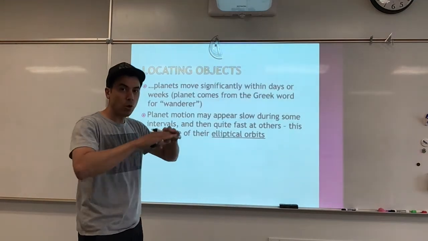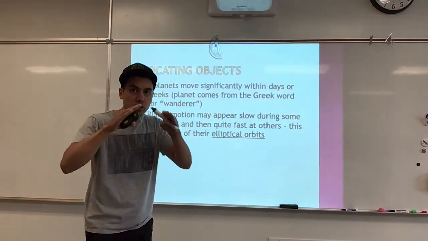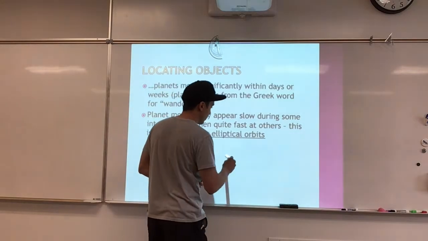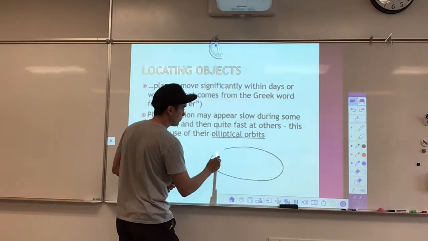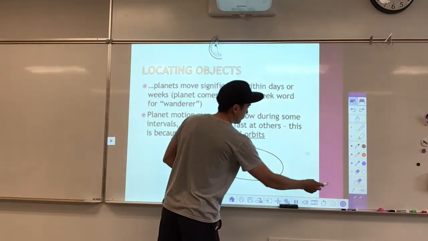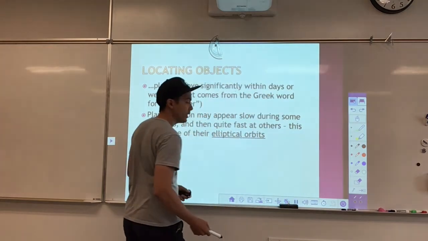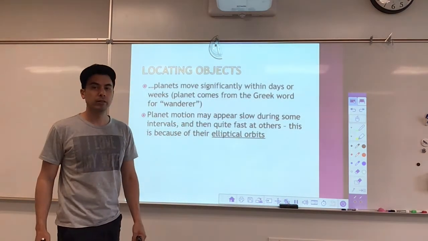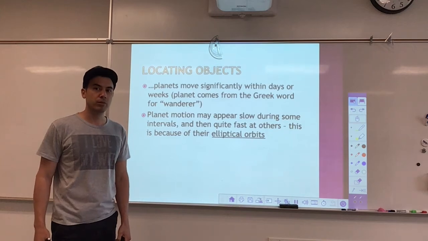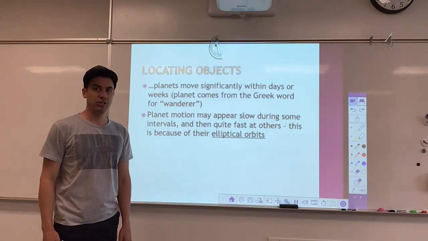Elliptical just means this oval, squashed circle type of orbit. Something like that. Take a circle and you squash it, and there's your ellipse, which makes your elliptical orbit.